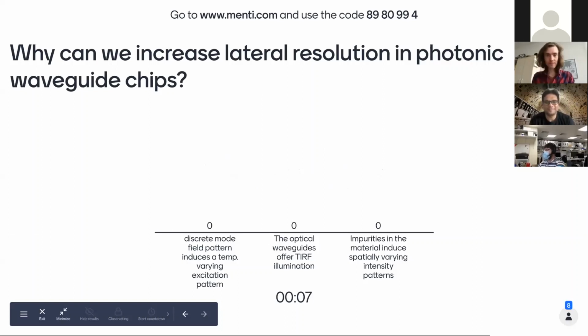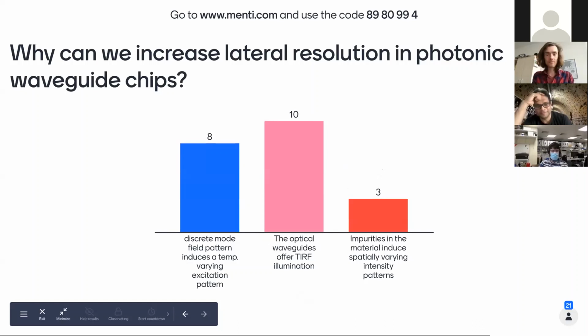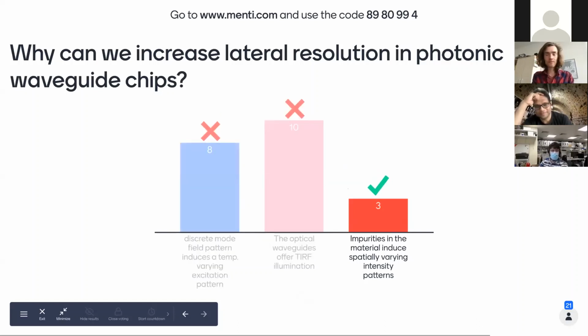Why can we increase lateral resolution in photonic waveguide chips? I think this is interesting. Oh, do you want to explain this one maybe, Ben? Because I thought it was interesting. Impurities in the material induce spatially varying intensity patterns. No, I think actually number 1 is correct. So discrete mode field patterns use a temporally varying pattern. If you take the mode, then you should get this temporally moving pattern, which you can then use for example for SOFI or SURF.